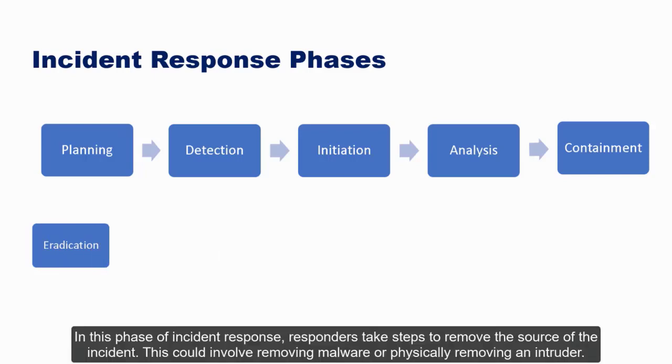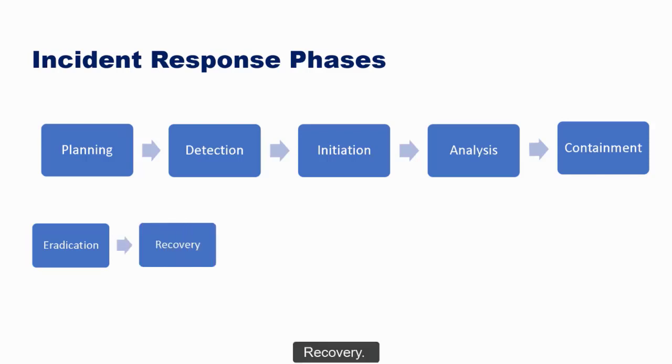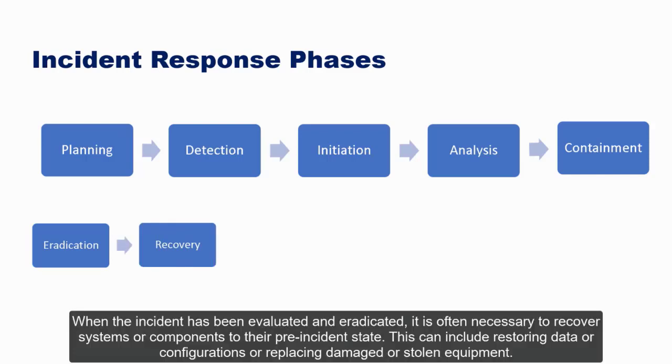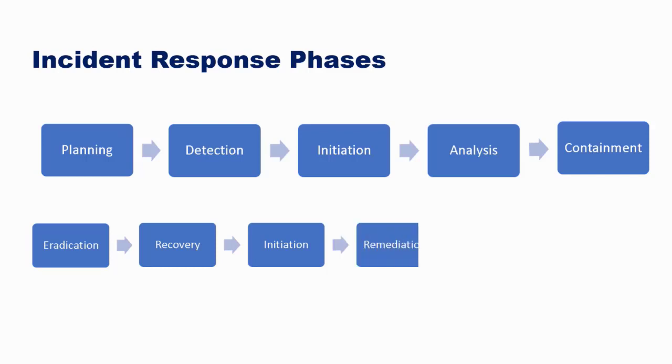Eradication. In this phase of incident response, responders take steps to remove the source of the incident. This could involve removing malware or physically removing an intruder. Recovery. When the incident has been evaluated and eradicated, it is often necessary to recover systems or components to their pre-incident state. This can include restoring data or configurations or replacing damaged or stolen equipment.